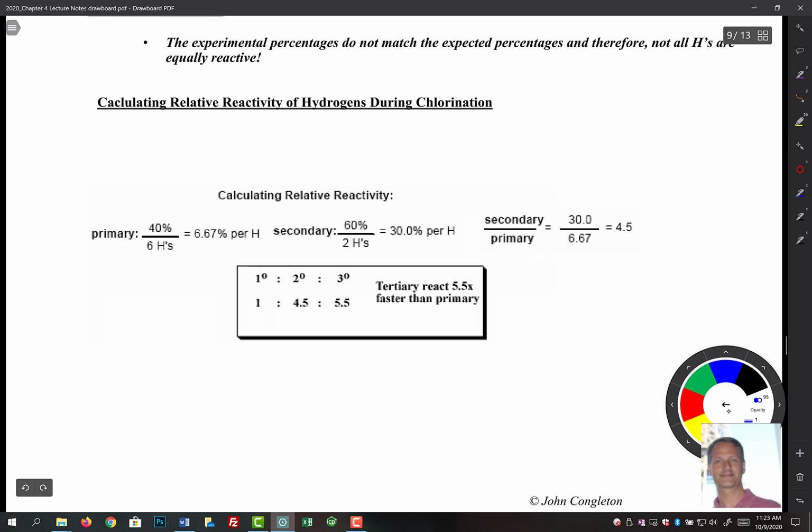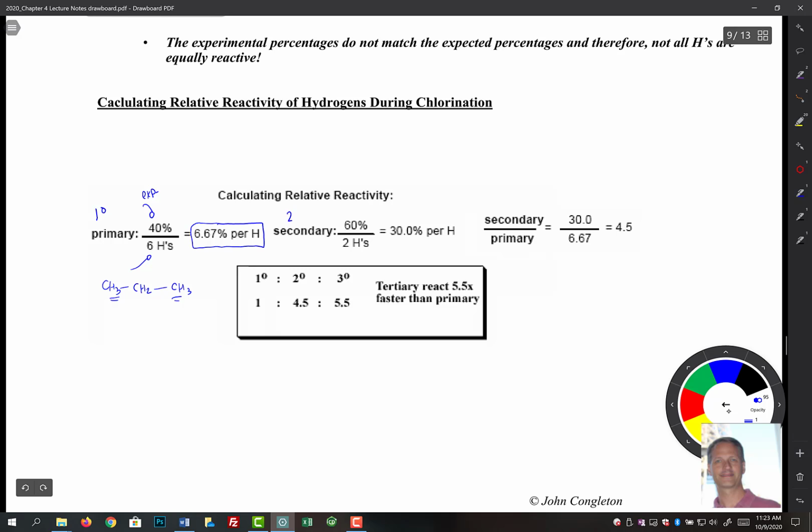So when we go through and look at this, if we look at a primary position, 40% is what we got experimentally. That's what we get through our experiment. There were 6 H's that were primary. The primary position is that CH3 connected to that CH2. That's primary, and that's primary, right, guys? So 6 H's. So we divide that out, and that's 6.67% per H atom.